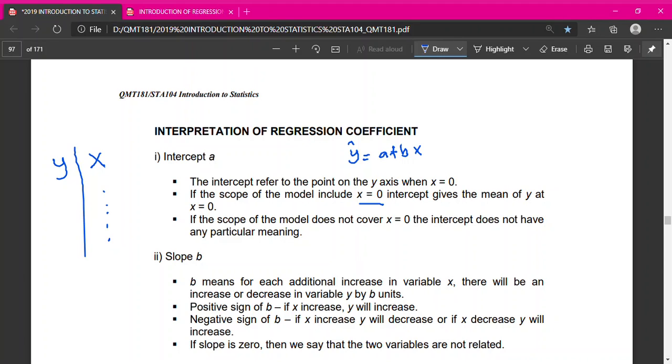So, kita boleh nak interpret the value of A. Kalau tak, kalau x you dan data you ni tak ada dalam range, 0 tu tak ada dalam range of your x observation. So, no need for us to interpret the value of A. Okay. If the scope does not cover 0, the intercept does not have any particular meaning. So no need for us to interpret the value of A. So kalau kita nak interpret value of A, we can say that when X equal to 0, Y will be A. Okay. Macam tu je lah cara you nak interpret value of A.